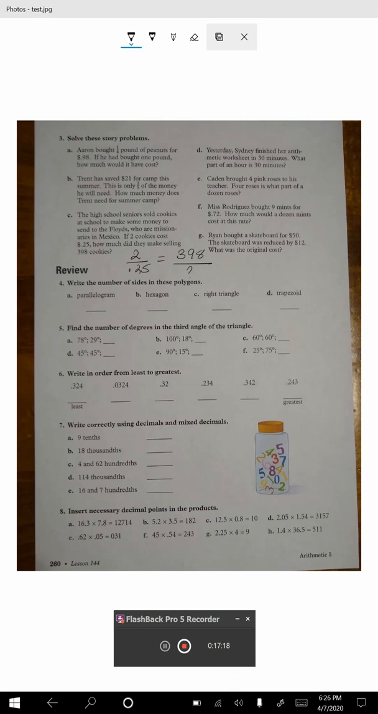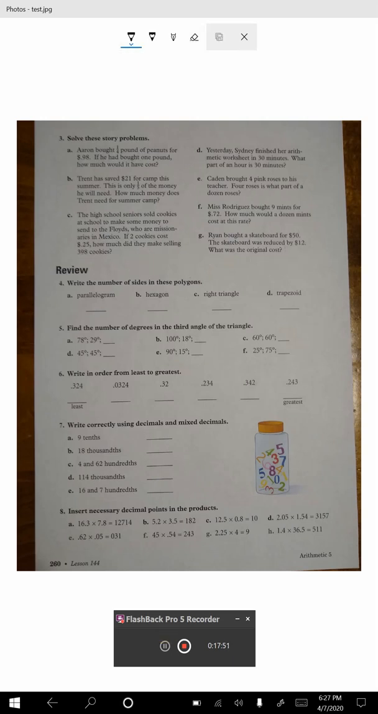2 times what is 398? Basically all you have to do is half 398, or you could do 398 divided by 2 if you'd like to. But I know that half of 398 is 199. Now what you will do, and I won't do this part for you, you'll take that 199 and multiply it by 0.25 and get your answer. All right, so pause me, finish that, come back.